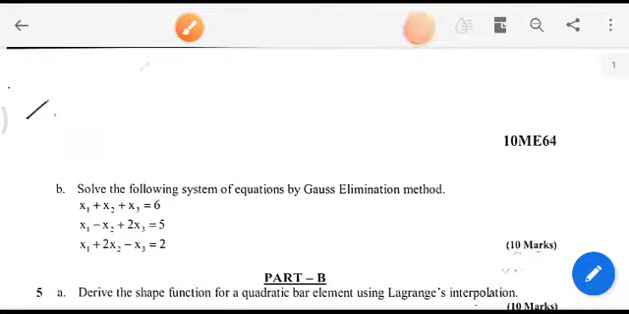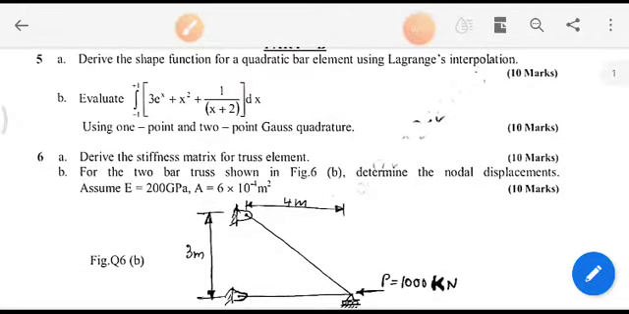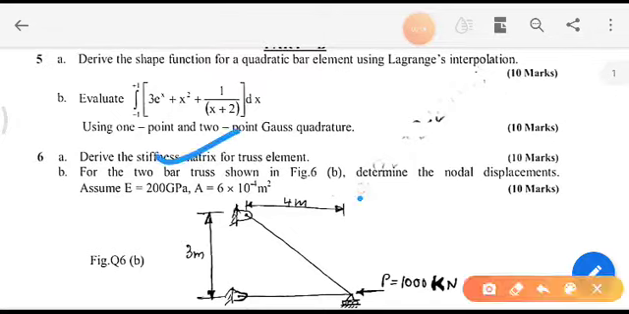Dear students, today we will start with one more numerical on trusses. Again, we'll solve one from the VTU question paper. Here, if you see question number 6b, we have a truss having two elements. For the two bar truss shown in the figure, determine the nodal displacement. Here we need to determine the displacement of each node.